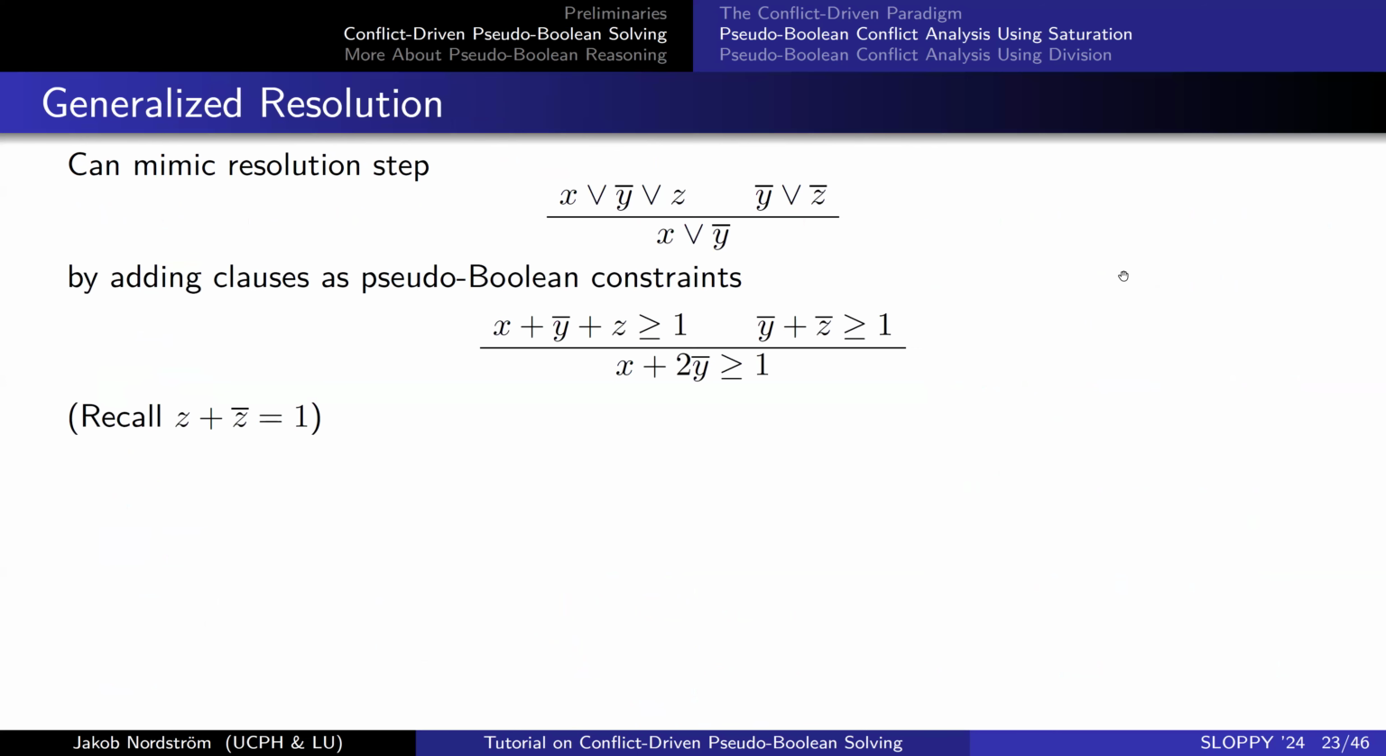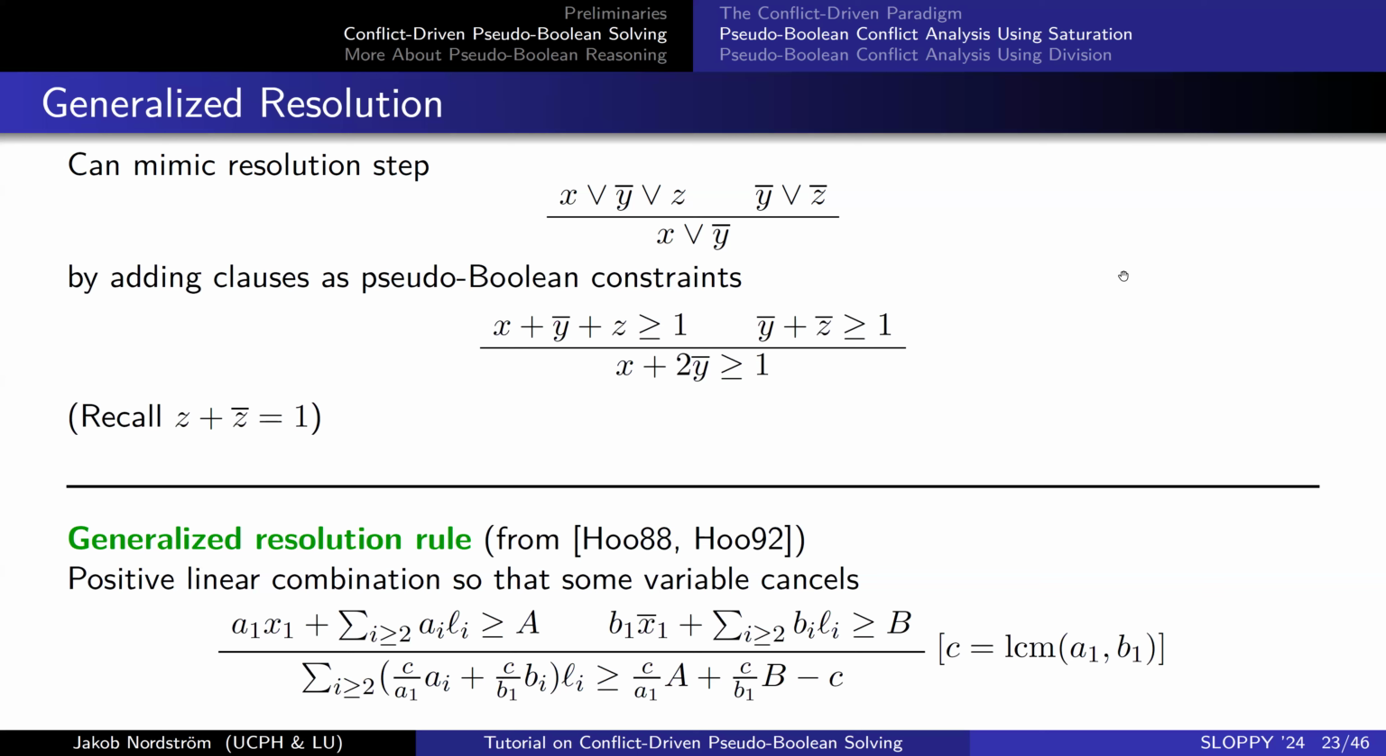Clearly we can mimic resolution. If I have a resolution step with the clauses X or not Y or Z, and not Y or not Z, and resolve them, I can just take the corresponding pseudo-Boolean constraints and add them up, and sure enough, Z will cancel and leave a 1. Adding up these two constraints gives X plus 2Y bar greater equal 1. This goes back to work around 1990 by Hooker, who called it generalized resolution.